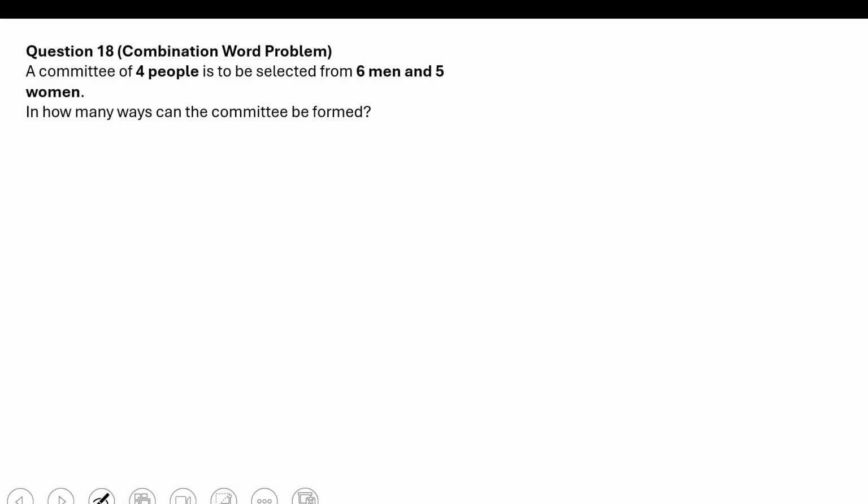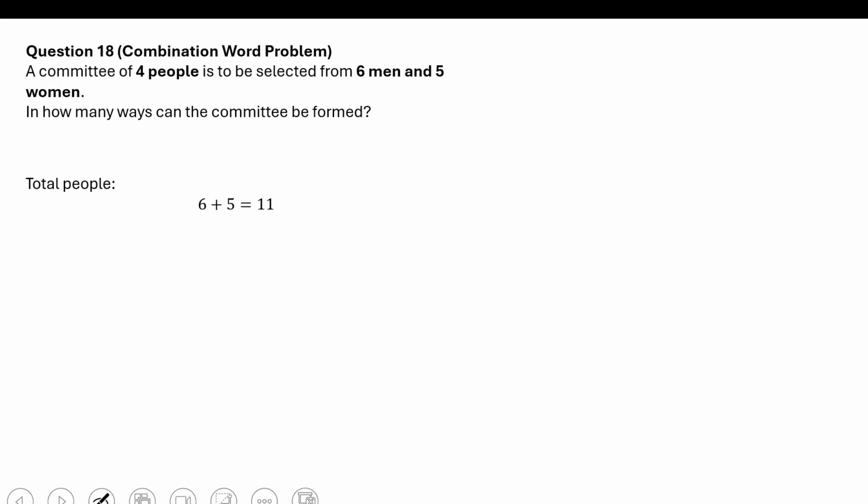All right. So combination word problem. A committee of 4 people is to be selected from 6 men and 5 women. In how many ways can the committee be formed? Okay, so here the total people in this committee is 6 men plus 5 women, so 11. So I have 11 persons. I'm not particular about a woman or a man in that committee. I'm particular about the 4 persons who will be in this committee, irrespective of whether they are women or men.